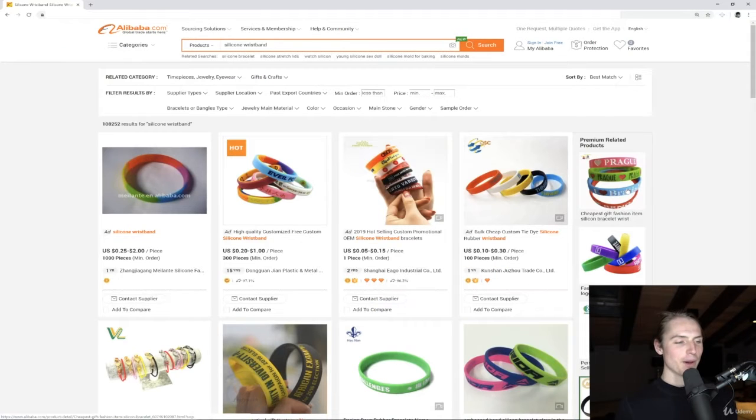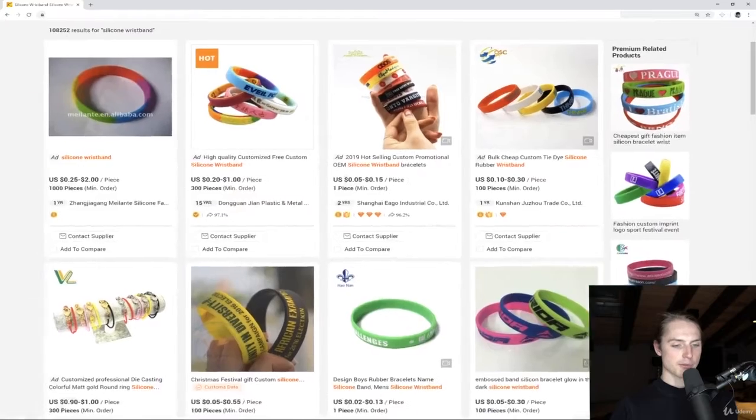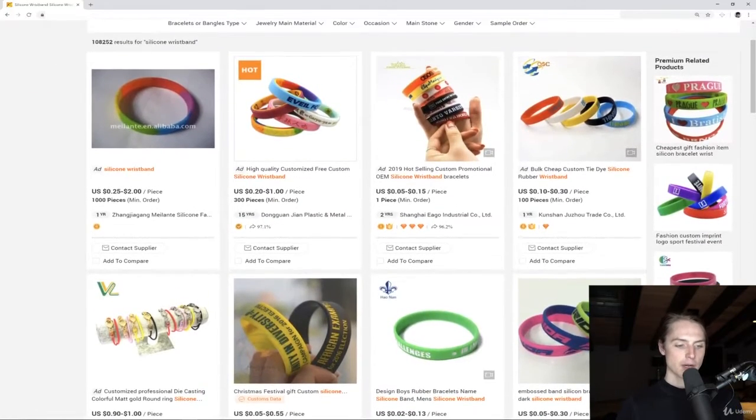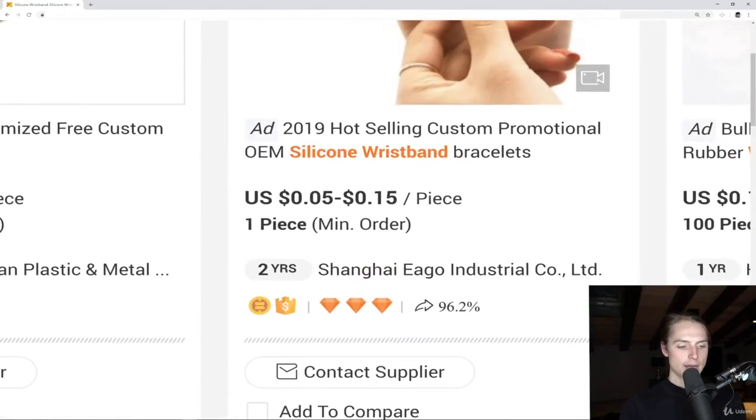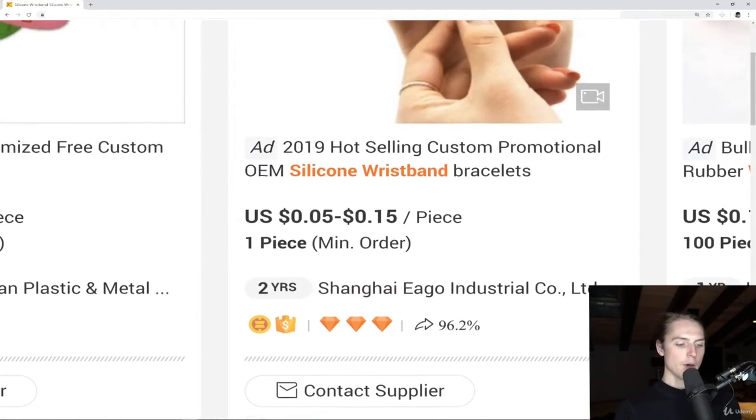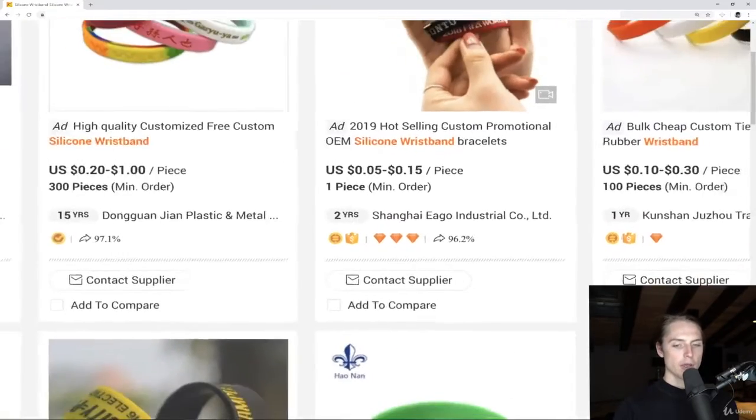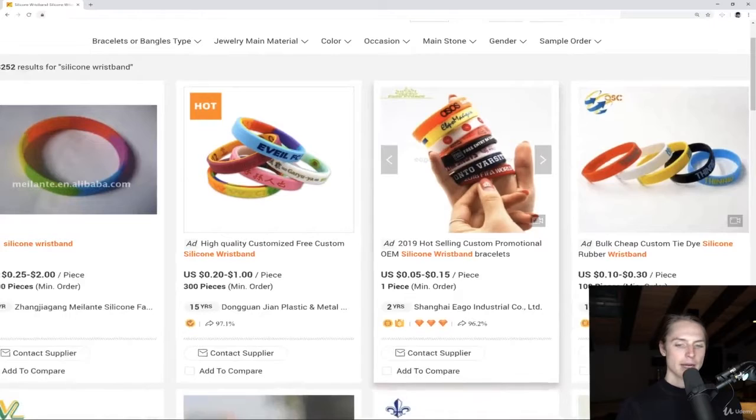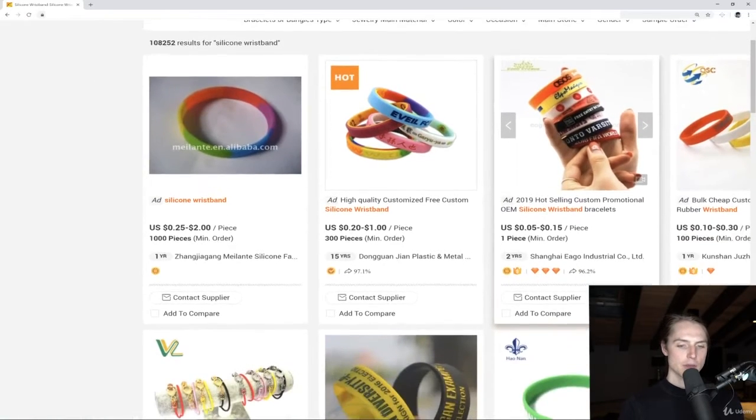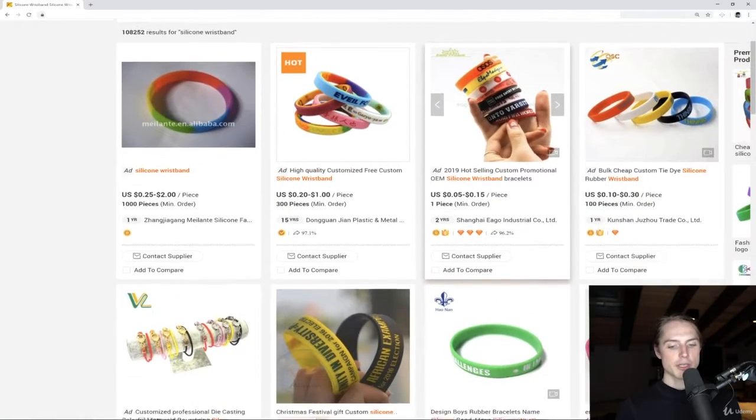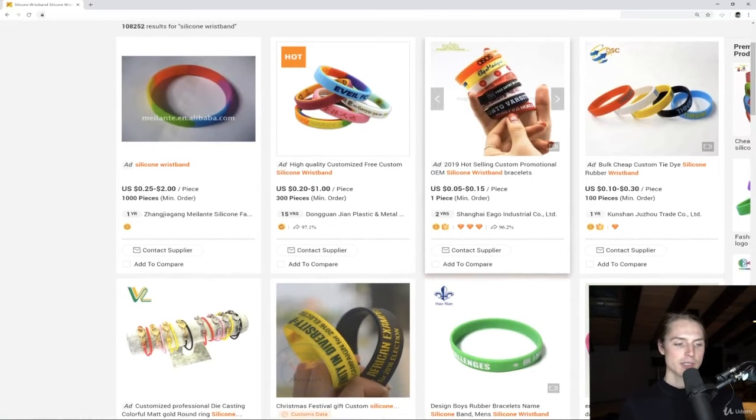Okay, so we are on Alibaba. We put in silicone wristbands, and essentially here are going to be all sorts of different suppliers. All right, so just things that we're going to look for right there. We've got price, we've got the MOQ, minimum order, which is MOQ, and we'll explain that in a little bit. But essentially what we're going to do is start to look at the images and find something that's somewhat similar.